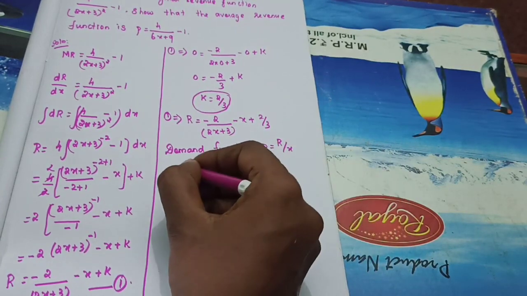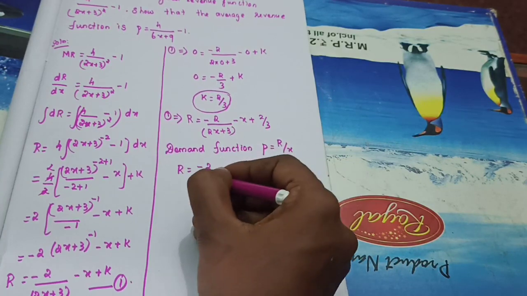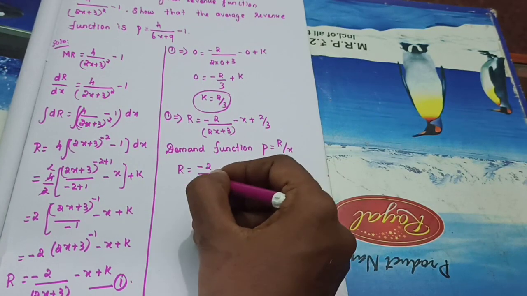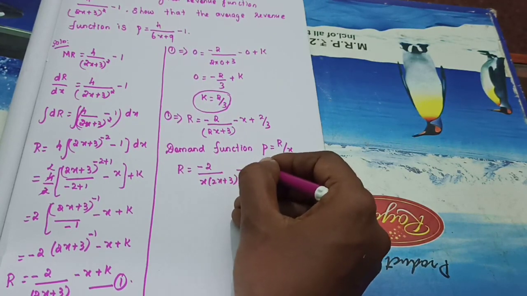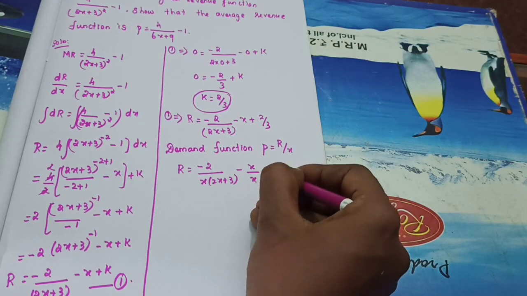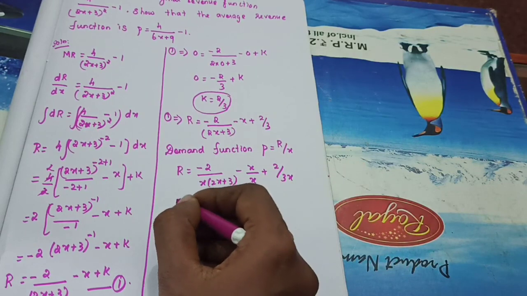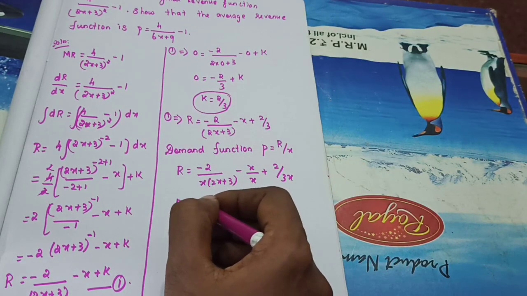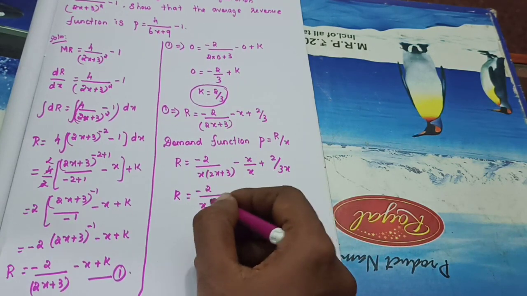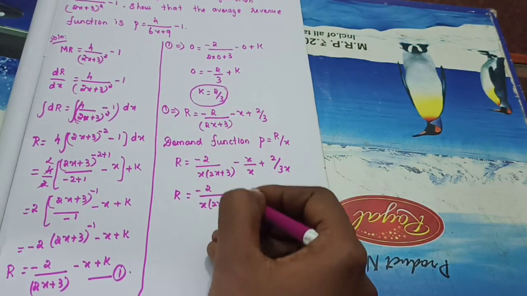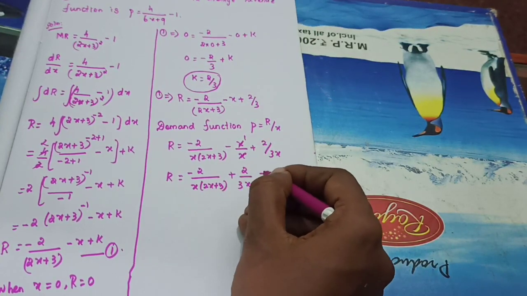R by x. So r is equal to minus 2 by... each and every time you need to divide by x. Is it right? So x into 2x plus 3 minus x divided by x plus 2 by 3x, in general divide by x. That is r is equal to, you can join this 2, that is minus 2 by x into 2x plus 3. This will get cancelled, 1 plus 2 by 3x minus 1.